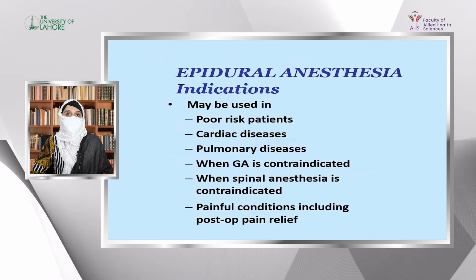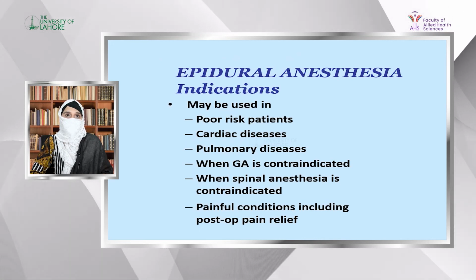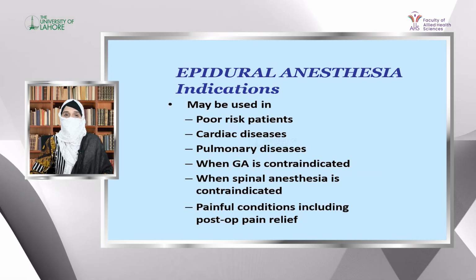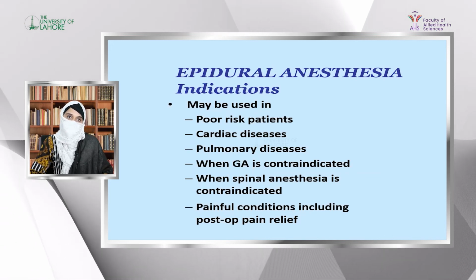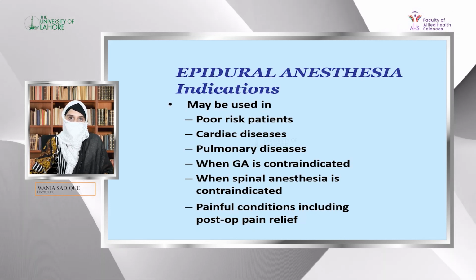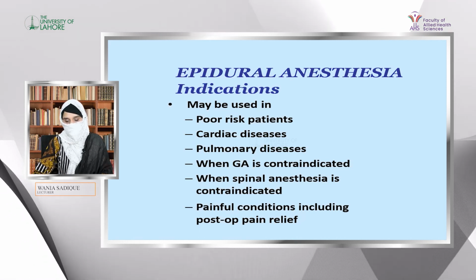Next we have epidural anesthesia, the second type of neuroaxial anesthesia. The indications for epidural anesthesia are cardiac diseases, pulmonary diseases, and when general anesthesia and spinal anesthesia are contraindicated, painful conditions. Epidural anesthesia is also indicated for post-operative pain relief.